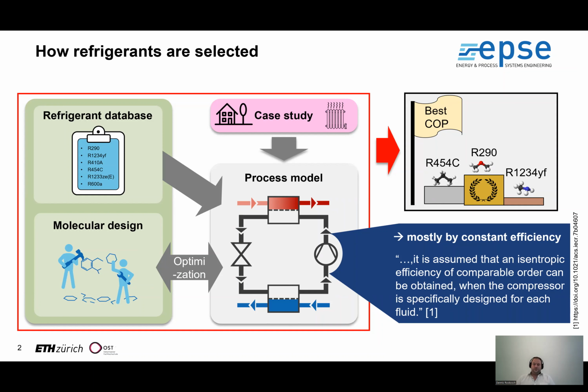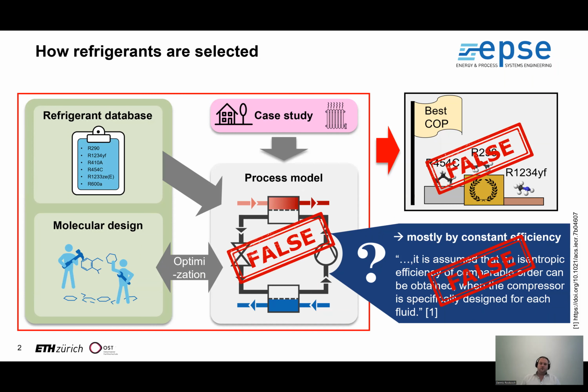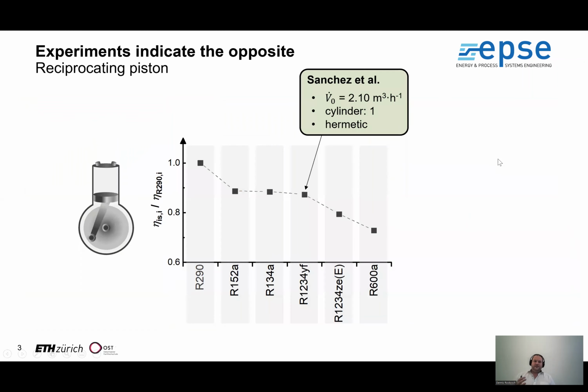And yeah, this is a quote from a paper, but I don't want to put the authors in bad light. This could also have been written in one of my early papers. The point is, the assumption has never been proven. Yeah, but if this assumption is false, the process model and also the results might be false. And if we look at data from the literature, we get some doubts about the correctness of this assumption.